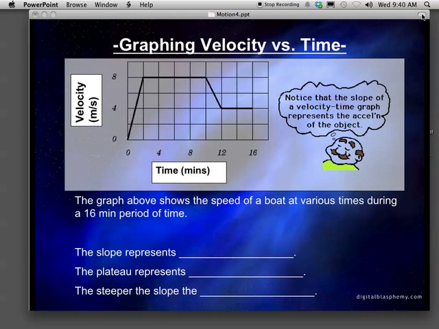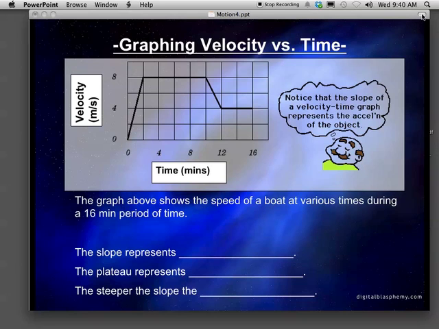We're going to be looking at 2 different types of graphs. What's going to be difficult sometimes is that we have 2 types of graph and different lines and slopes. They mean different things depending on which type of graph you're looking at. So let's start with these graphs. They show the velocity of an object on the y-axis and time on the x-axis. So this shows the velocity of a boat at various times over 16 minutes.